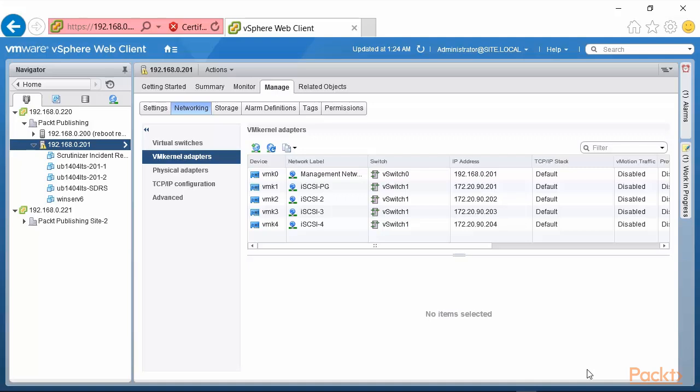The key here is that there are multiple VM kernels here, but each of those VM kernels is only connected to one active physical adapter, and that's how the multipathing of iSCSI is done.